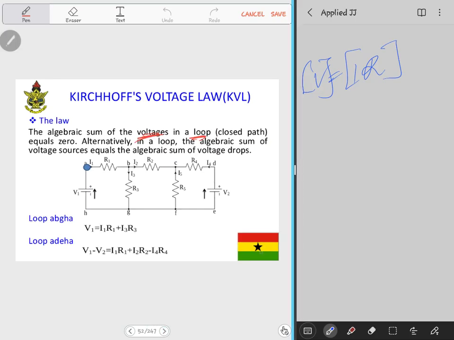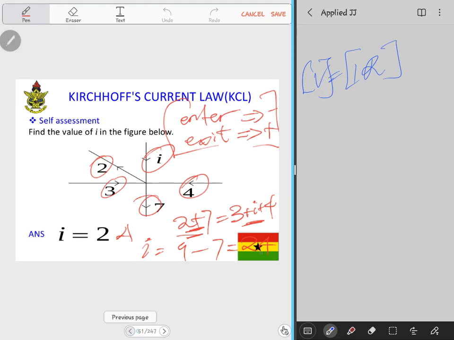So this one, the algebraic sum of the voltages in the loop is 0, right? So let's go over this and see. Then again, because here we are talking about loops, let's go back. For the KCL, because we're talking about current, most of the times we use letters to represent the node, right? So I could have just said there at node A, and I do this analysis.